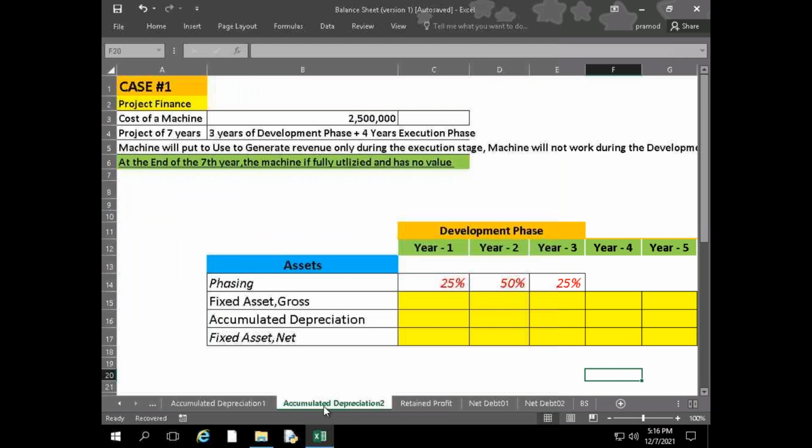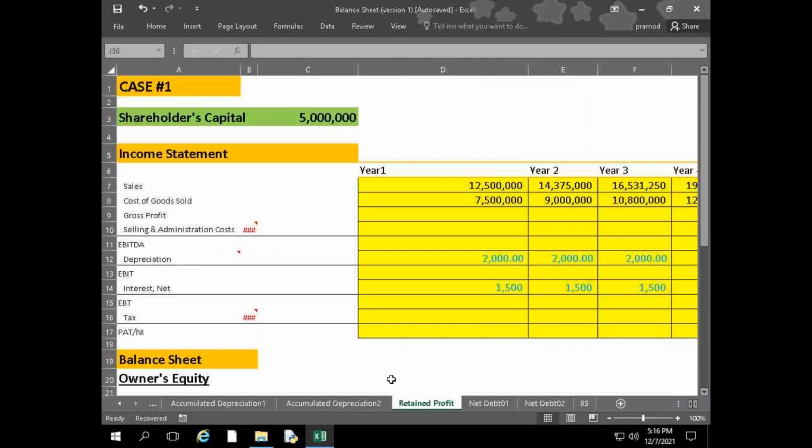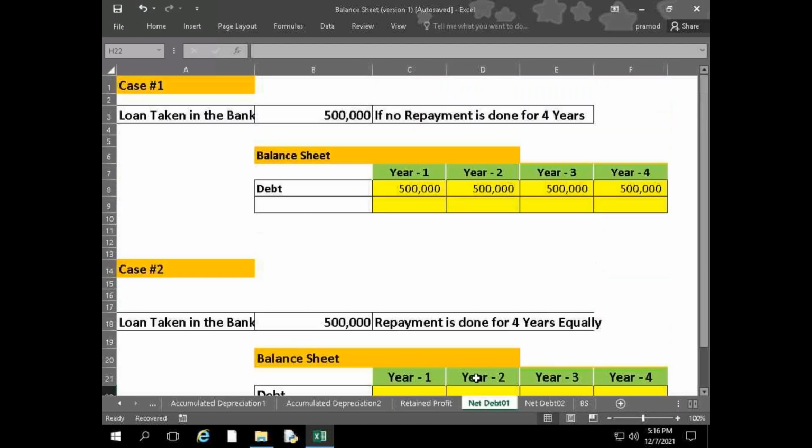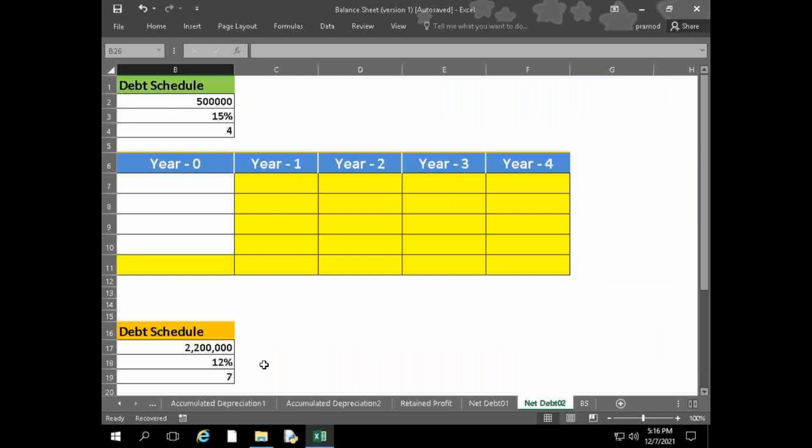Then accumulated depreciation 2, you try to do. Retained profit, I'll teach. Net debts, 1 I will teach, and the 2 you need to finish it off.